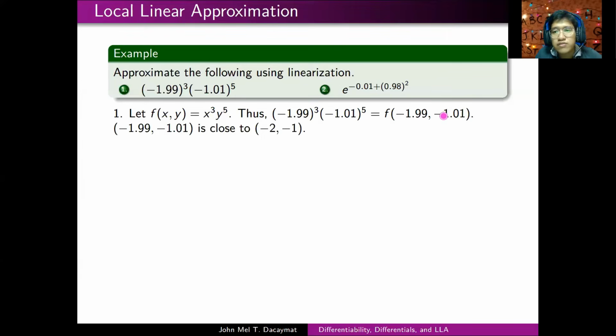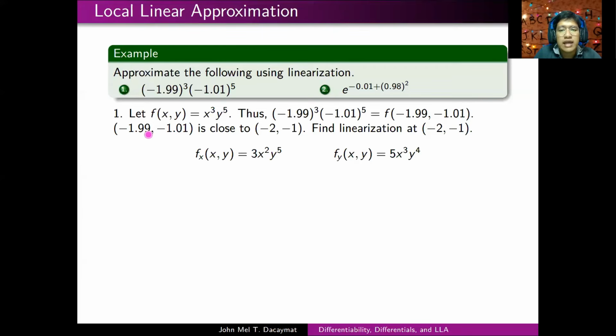Okay? Good. But how do I approximate this? Well, take note that negative 1.99 and negative 1.01 are close to negative 2, negative 1. So, hanap ako ng magandang number na malapit sa kanila, and then yung number na yon, hahanapin ko yung LLA at that values of x and y. Okay? So, yung LLA at (negative 2, negative 1) ay magandang approximation ng function value at any x's and any y's na malapit sa kanila, sakto malapit nga itong hinahanap natin. Okay? Game. Hanapin natin yung LLA.